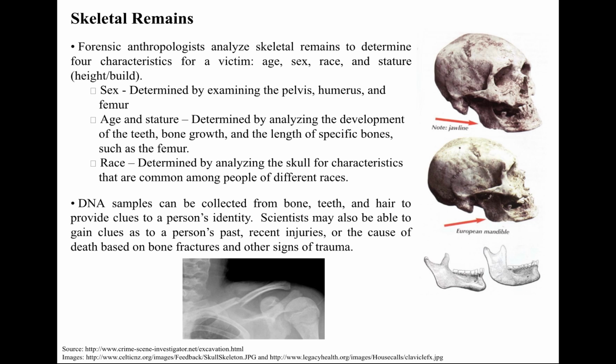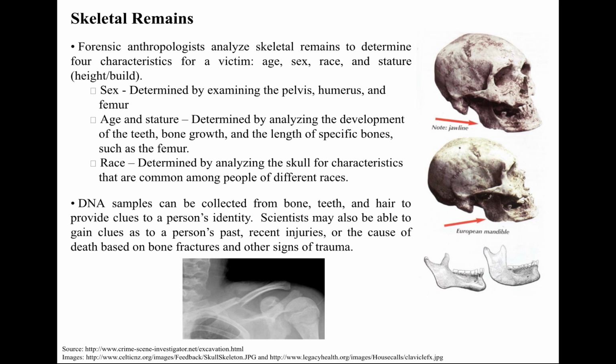Skeletal remains have a lot of information. This is going to be victims that are found very far past the time of the crime, and you've lost a lot of the tissue and you've got the skeletal remains. You're going to need a forensic anthropologist to analyze these skeletal remains, and they can figure out four characteristics of a victim from the skeletal remains.